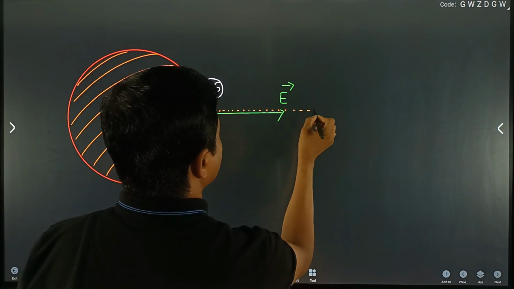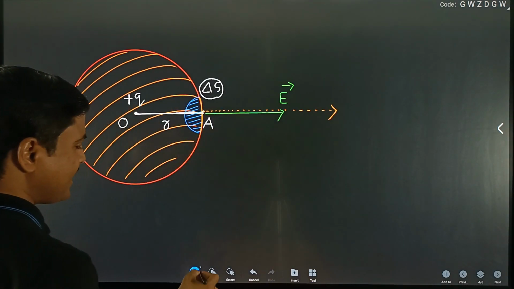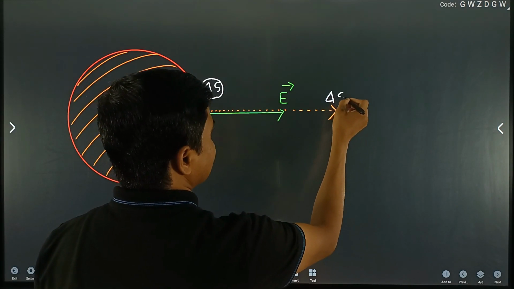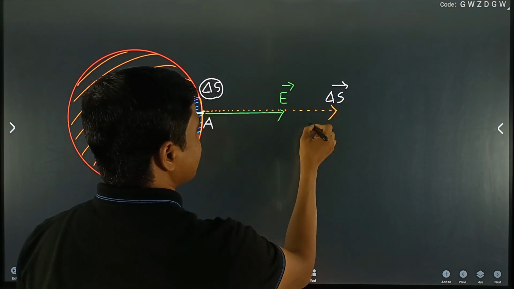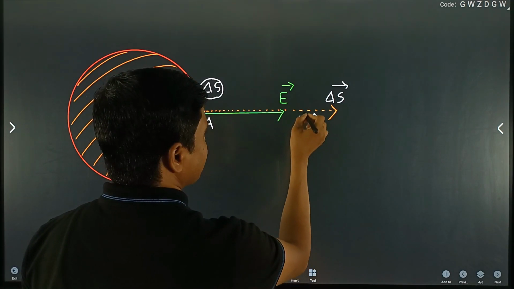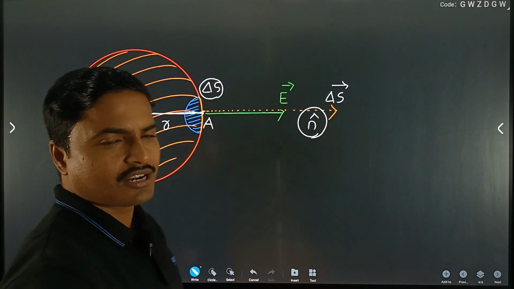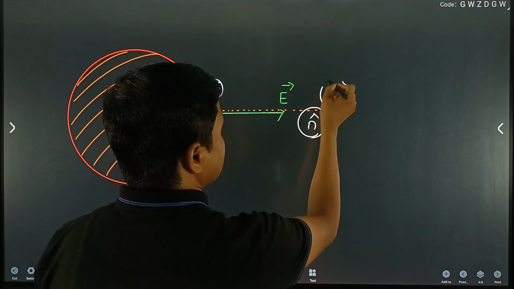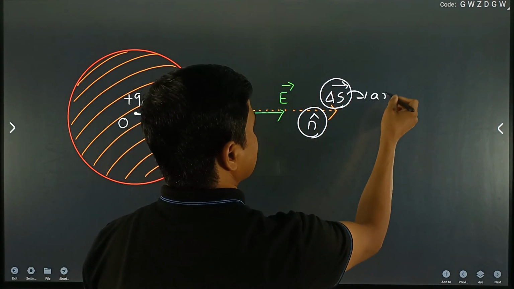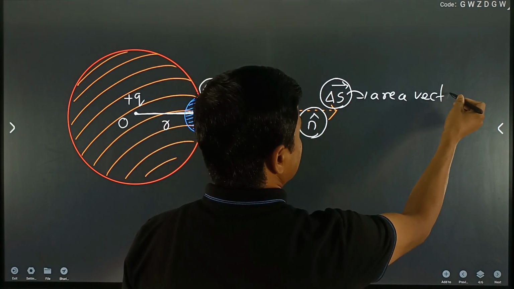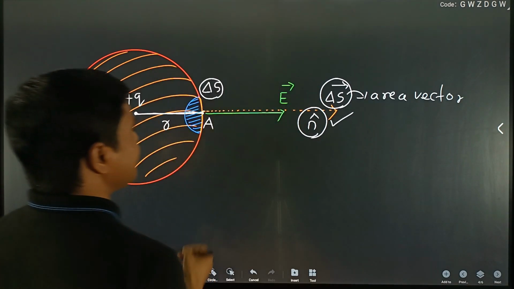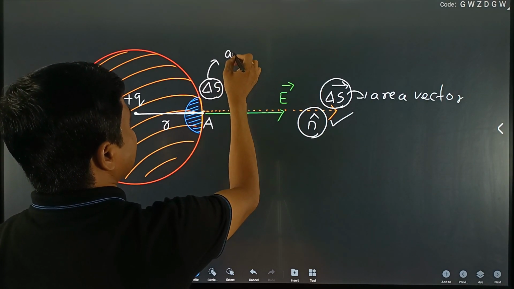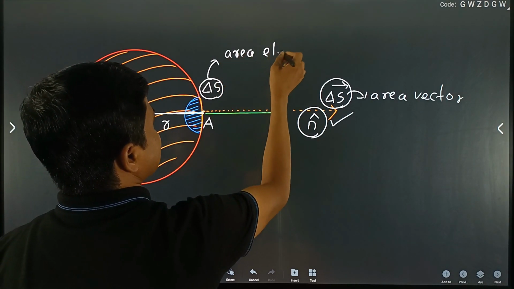And we draw the perpendicular or normal to this surface area, and this is the normal. This is the normal to the small surface area element, and this normal we write as n cap. N cap is the unit vector, the direction of the area vector, because del S vector is the area vector, and this is the direction of the area vector. Del S means simply the small area element.